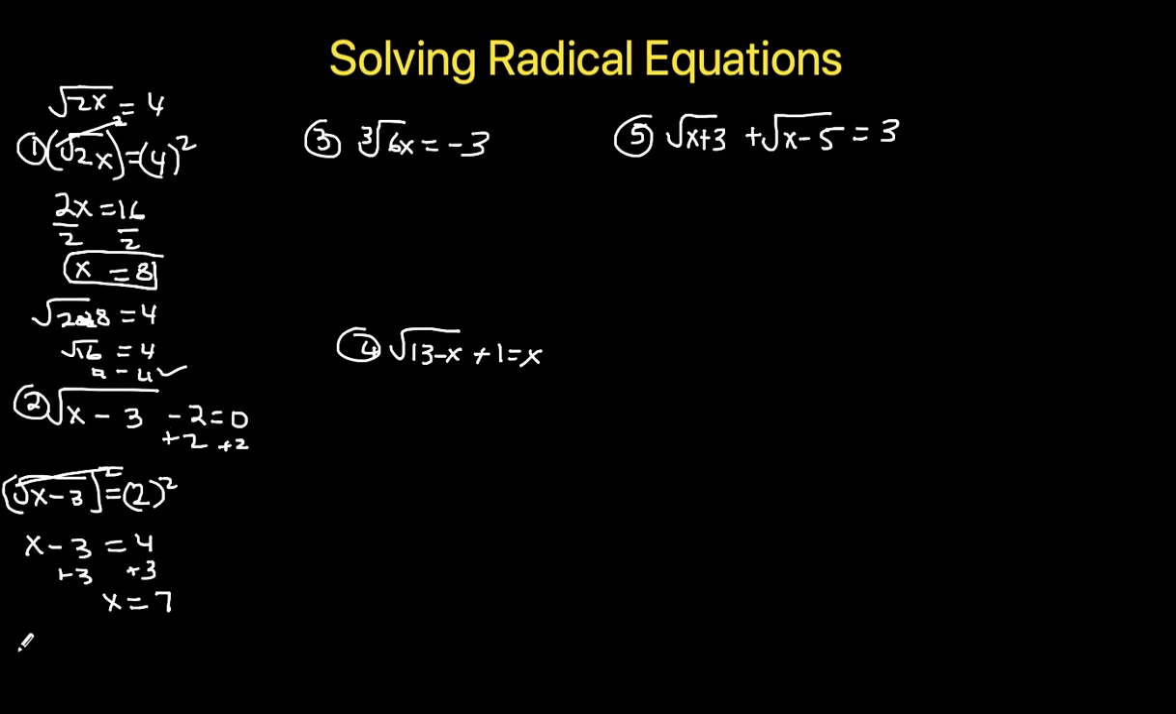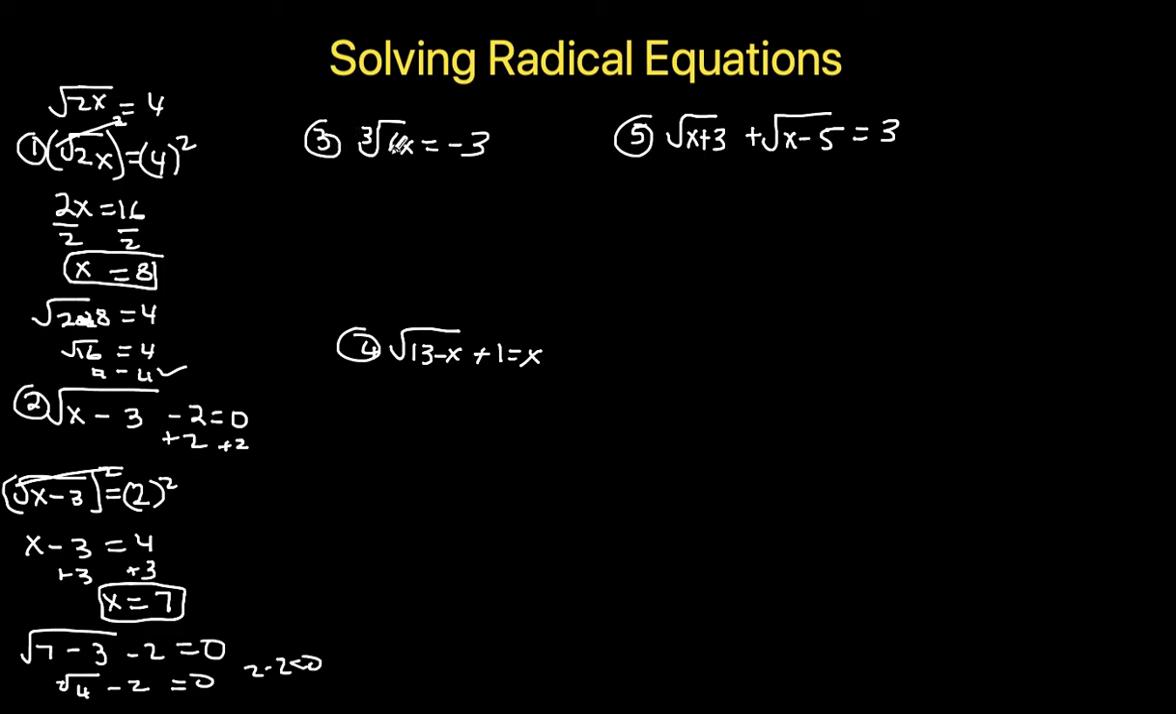Go back and plug it in. The original equation was square root of x minus 3, so 7 minus 3. Then we had minus 2 equals 0. You need to see if this side will equal 0. 7 minus 3 is 4, minus 2. Square root of 4 is 2, minus 2, which equals 0. That doesn't always work. So let's say I plug it in and it doesn't work. I would say it's no solution. Hopefully we'll run into one like that before I'm done.